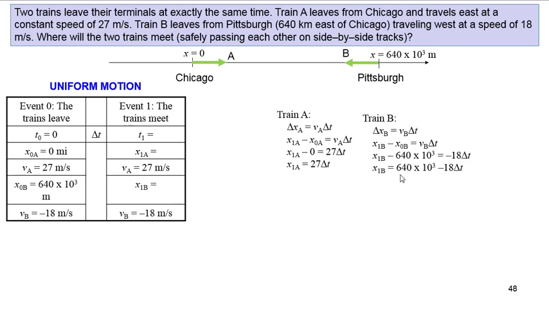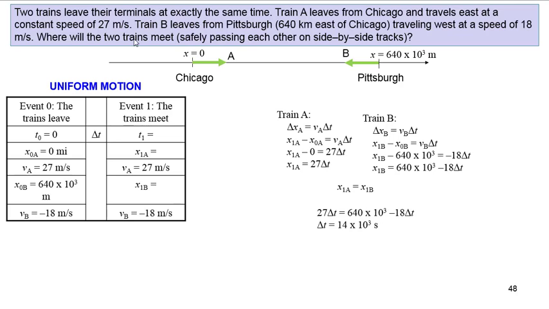Okay? So now I don't know x1b and I don't know delta t, but I'm getting close because I can say when the trains meet, x1a equals x1b. That means this equals this, or I can just set this part here equal to this part here, and then I have one equation with only one unknown variable, and that is delta t. So now I can use algebra to solve for delta t, and I get 14 times 10 to the 3 seconds.